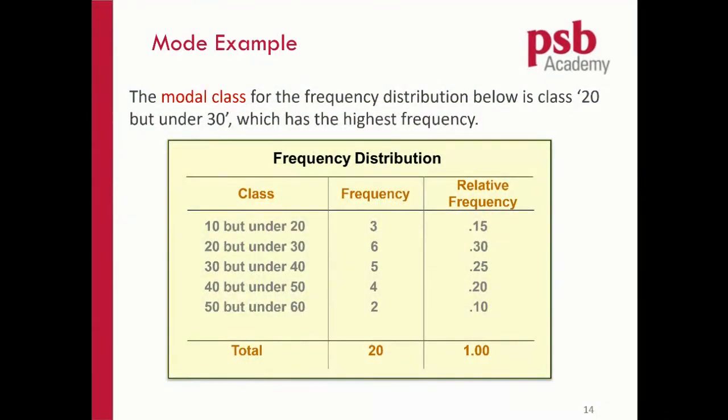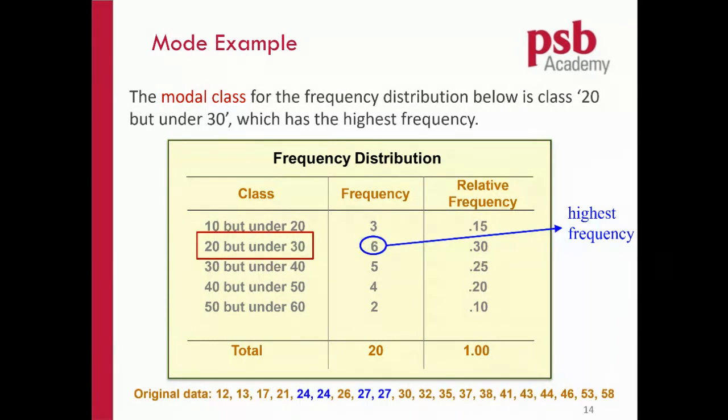What if we already group the numbers into classes like 10 to under 20, 20 to under 30, and so forth? Where's the mode? You lost the numbers. Just to show you, the bottom is the one I use to put in all the numbers inside this table. If you have the original numbers, you find that the mode is 24 and also 27. There are 2 modes here.